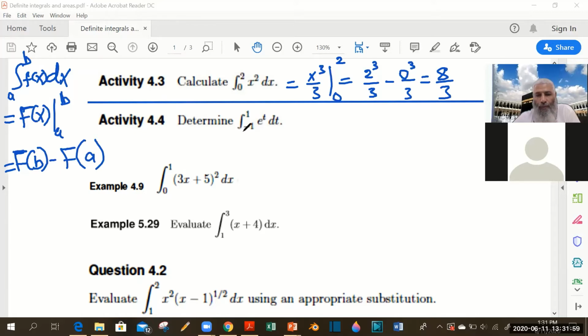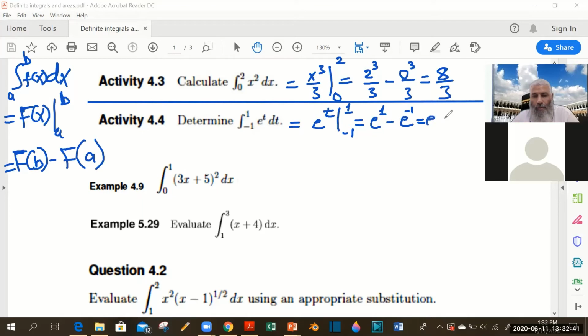Now then we have from -1 to 1 of e power t. I think here we also need to write e^t, then from -1 to 1. Am I correct? Just e^t, then from -1 to 1. And it equals e power 1 minus e power -1.